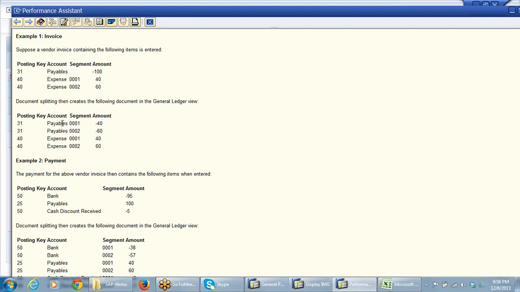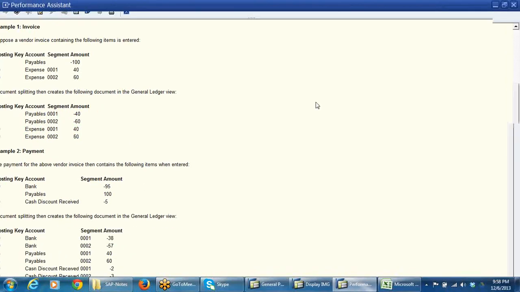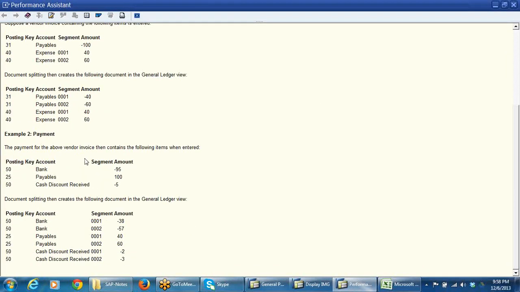In the general ledger view: payables segment 1, payables segment 2, expense segment 1, expense segment 2. Once the document is split, it should be 40-60. Like this, whatever document you want to split, you can split it as per the requirement. That is the purpose of document splitting. And with payables 1 and payables 2, 40-40 and 60-60, both can be posted separately into the balance sheet.